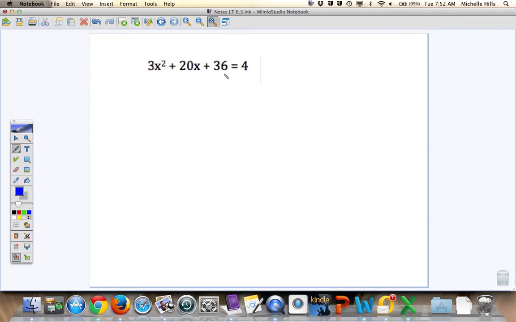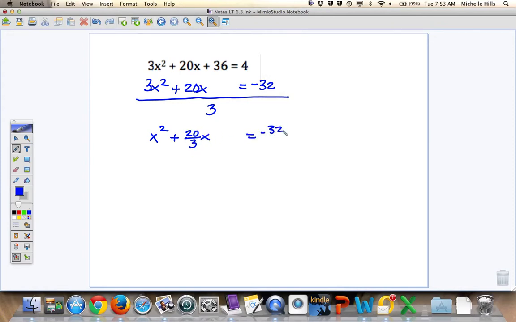Now this one is more complex. First thing I might do is just get the constants combined on the other side of the equation. So subtracting 36 leaves a negative 32 over there. But then I still have to divide everything by 3 so that this is a positive 1x squared. And now I'm going to have to deal with this fraction in the middle. So I have x squared plus 20 thirds x equals negative 32 thirds.